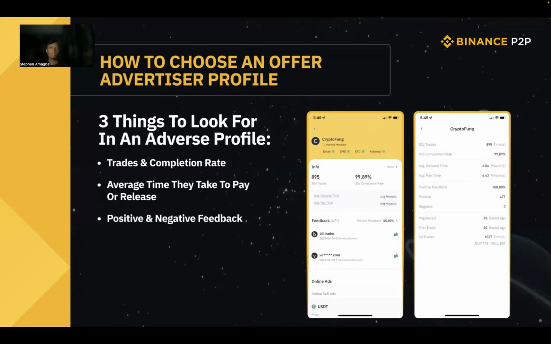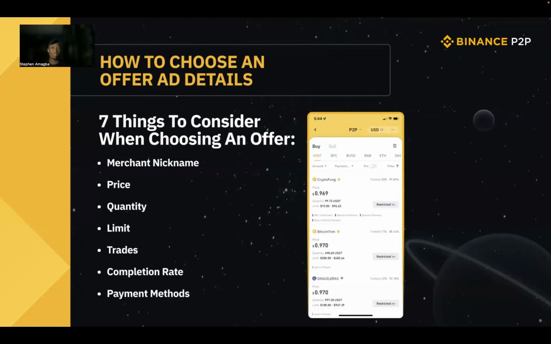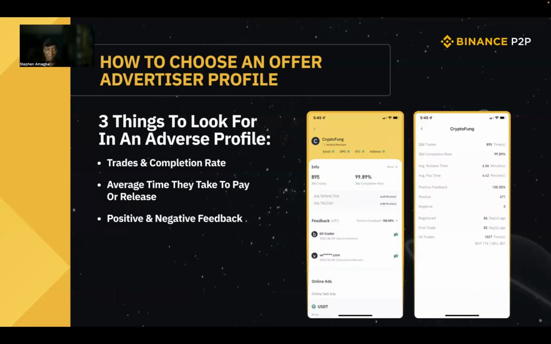So now let's talk about how to choose an offer versus advertiser profile. Here on the ad page, let's say you click on a particular seller as if you're buying. When you get to the profile, it's going to show you more details about that advertiser, or the seller as the case may be. You're also going to see in full the trades and the completion rates, which we've talked about. And now, another important thing to check is the average time they take to pay or release. Some people might say it takes me 1 hour.